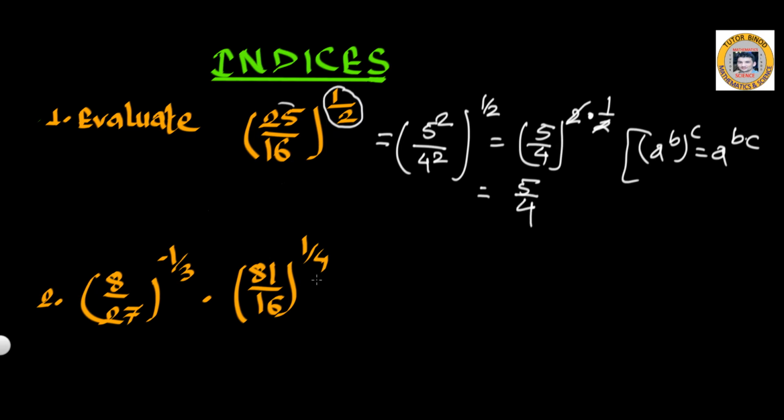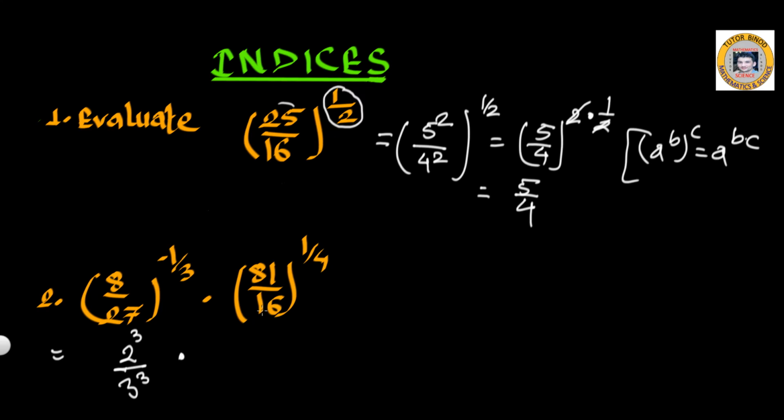Now let's see this one. We have (8/27) raised to the power negative 1/3 times (81/16) raised to the power 1/4. So can I write 8 as 2 to the power 3, whereas 27 is 3 to the power 3, because 3 times 3 is 9, times 3 is 27. Similarly, 2 times 2 times 2 is 8. Can you please try it for 81 over 16?